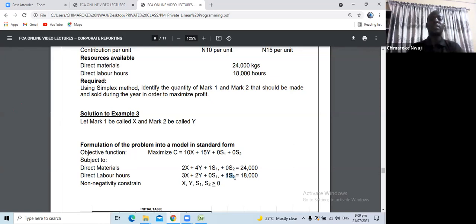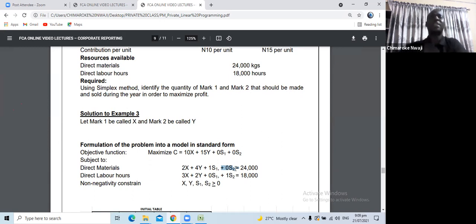So the S1 is used to show the slack for direct materials. The S2 is used to show the slack for direct labor. But now we are writing everything in standard form. We have to incorporate in every line the slack of S1 and the slack of S2. So for direct material, the slack we have is S1. Since S1 exists, we put 1S1. And since S2 never existed because it belongs to labor hours, but because we want standard form, we have to bring S2 to that line.